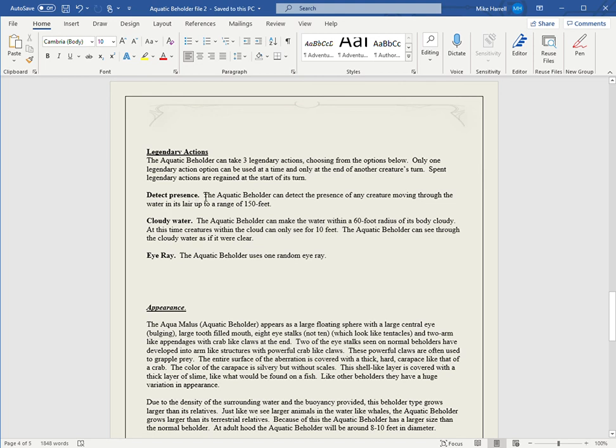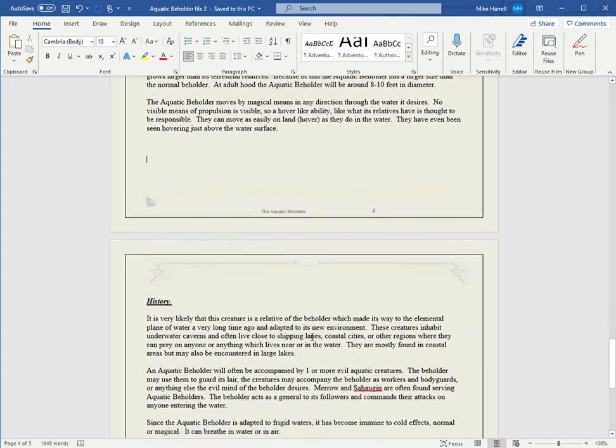First one, Detect Presence. The Aquatic Beholder can detect the presence of any creature moving through the water in its lair up to a range of 150 feet. Next one here, Cloudy Water. The Aquatic Beholder can make the water within a 60-foot radius of its body cloudy. At this time, creatures within the cloud can only see for 10 feet. The Aquatic Beholder can see through the cloudy water as if it were clear. And then lastly, Eye Ray. The Aquatic Beholder can use a random eye ray, just like you see with the other ones.